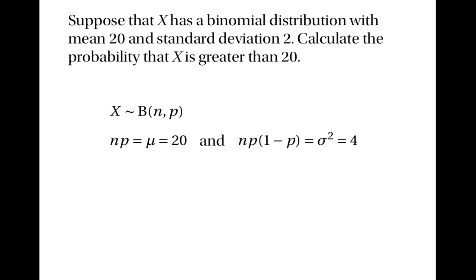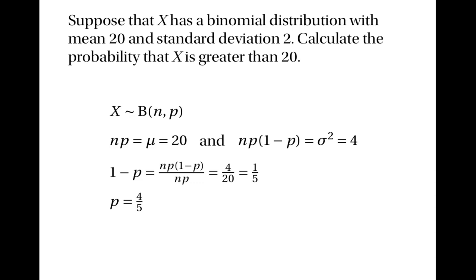From these two facts, we can use a trick to find what 1 minus p is. Notice that 1 minus p is np times 1 minus p divided by np. So 1 minus p is actually equal to the variance divided by the mean. And in this case, that's 4 divided by 20. 4/20 is a fifth. So 1 minus p is equal to a fifth. It follows that p is 4/5.